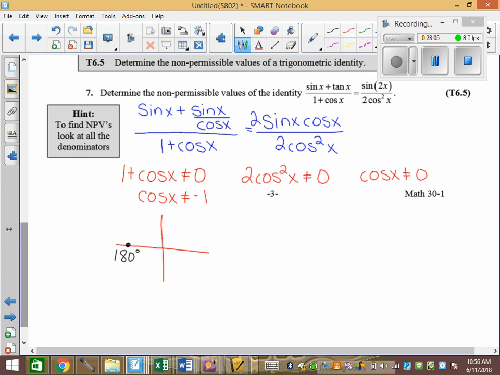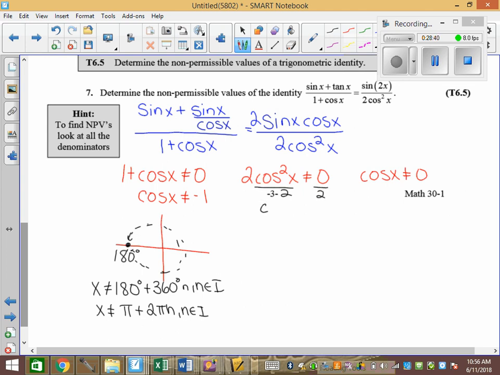But when does the next one happen? So you were right. Stop guessing. 180 plus 360n, n an integer. Or if it was radians, it would be pi plus 2 pi n, n an integer. Because you'd have to go a full 360 to get back there, right? Either way, even negative, do the same thing. 2 cos squared x sounds a lot worse than it is. Divide by 2.